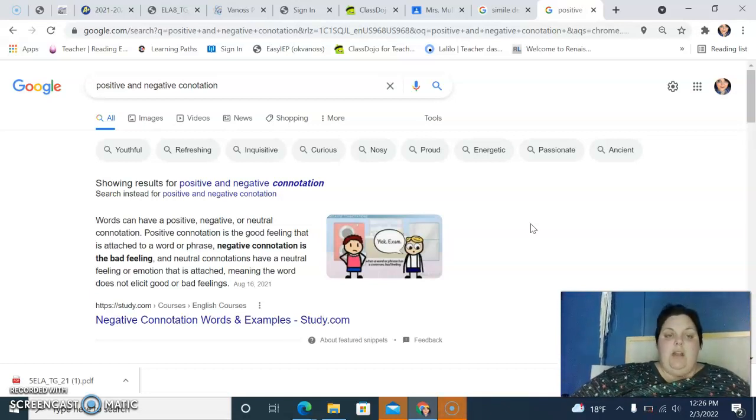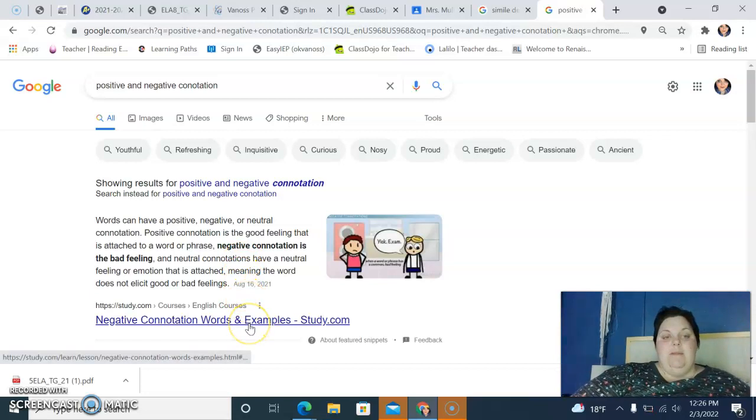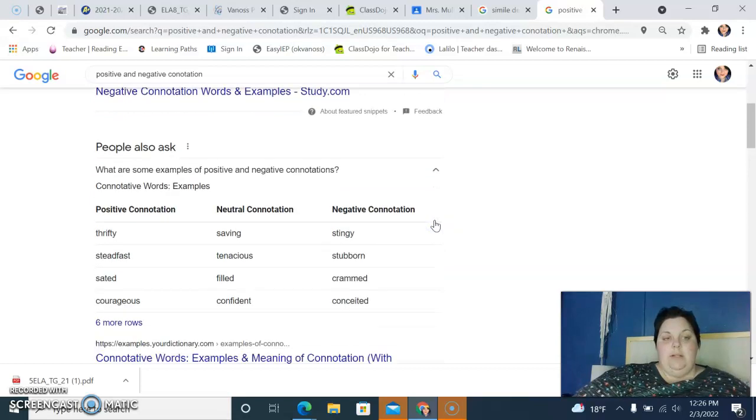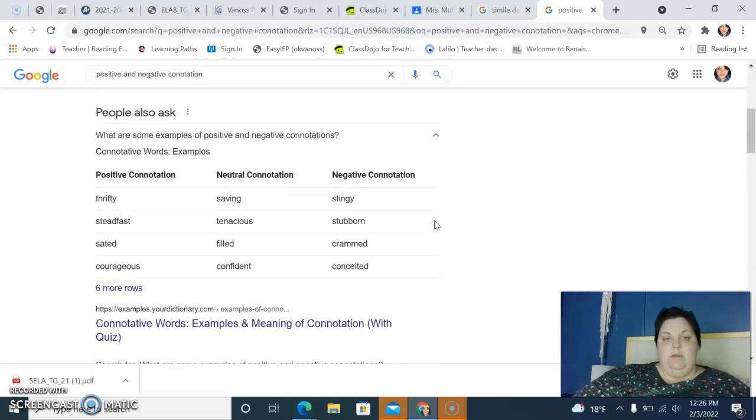Okay, so negative connotation is the bad feeling, and neutral connotation has a neutral feeling or emotion. Obviously, positive is going to make you feel good. So just look it up. You can probably find examples if you look, see, positive, neutral, negative, okay? It even gives you one for stingy. So positive right here, thrifty, okay? So look it up and go ahead and do those ones because it's good practice for when we do get to it, okay? All right.